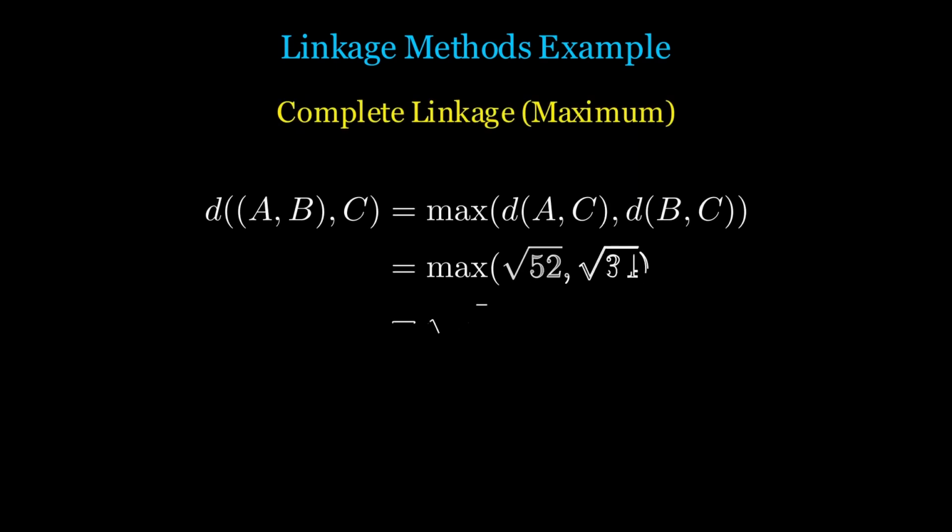Complete linkage takes the maximum distance between points in the two clusters, representing the most conservative estimate of dissimilarity. Between the square root of 52 and the square root of 34, the max is the square root of 52.